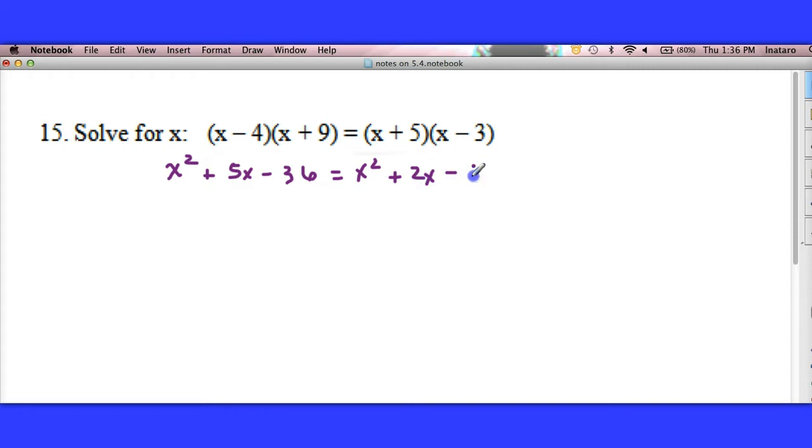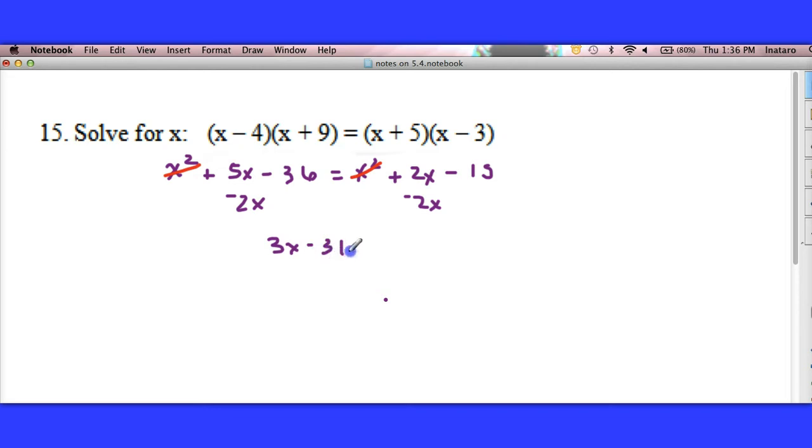Now the convenient thing here for this particular problem is that when I subtract x squared from both sides, I'll no longer have an x squared term. So I'm just going to cross those off here. The next thing I'm going to do is actually subtract 2x from both sides. And 5x minus 2x is going to give me 3x on the left. So on the left-hand side, I'll have 3x minus 36. And on the right-hand side, I still have negative 15.